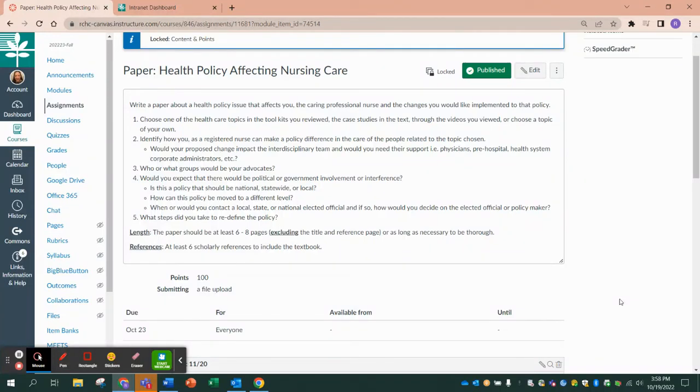Hey, I wanted to take a few minutes to discuss the paper, Health Policy Affecting Nursing Care. Please do not overthink this paper. Take it step by step, or in this case, item by item. You do not need to have a policy to complete this paper. So what do you need?